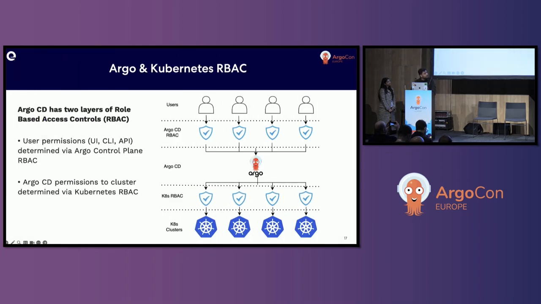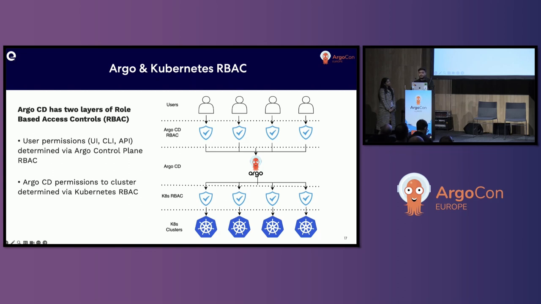So we will talk about RBAC in Argo and Kubernetes. There are mainly two layers of RBAC within Argo. The first layer of RBAC is where service accounts and users are interacting with the Argo CD control plane. It can be the Argo API, the CLI, or the Argo UI. For a user to interact or perform certain operations on the Argo control plane, they need certain permissions.